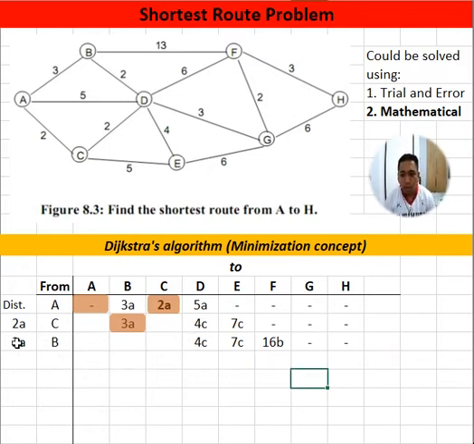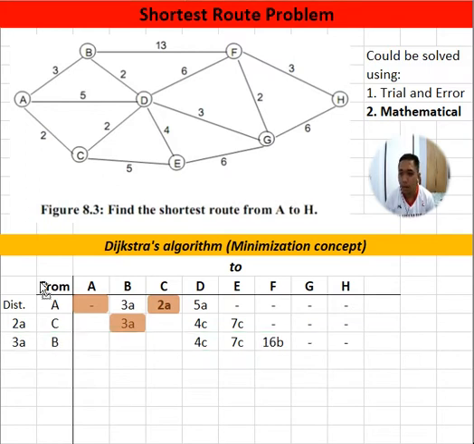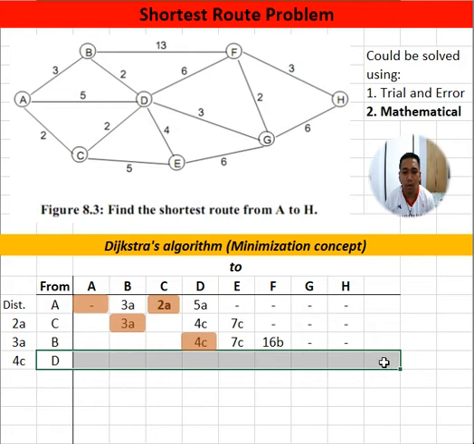After this row is done, step 2 again: find the smallest value. Our smallest value is 4C. After finding 4C, our next row will start with D, having a distance of 4C. Now we go back to step 1. Let's plot again.